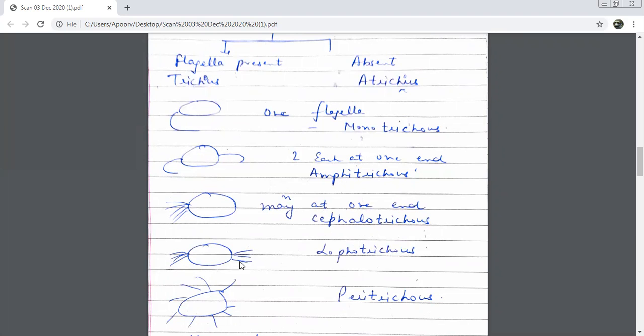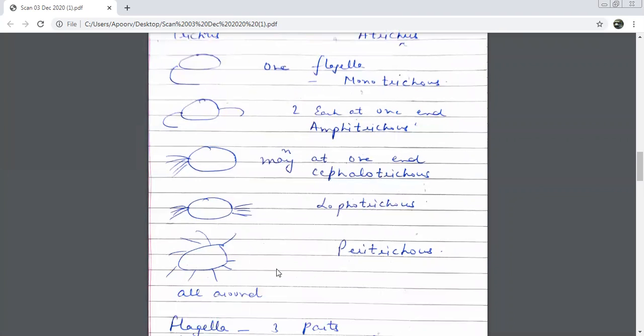Good. What about these? Groups at both ends: lophotrichous. All around we have flagella: peritrichous. Now, three parts of the flagella.